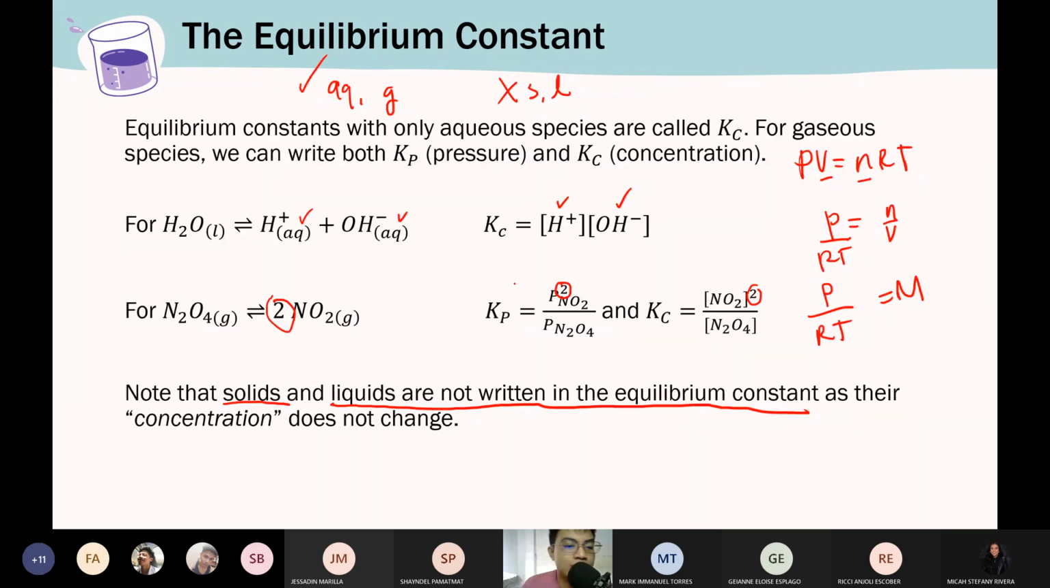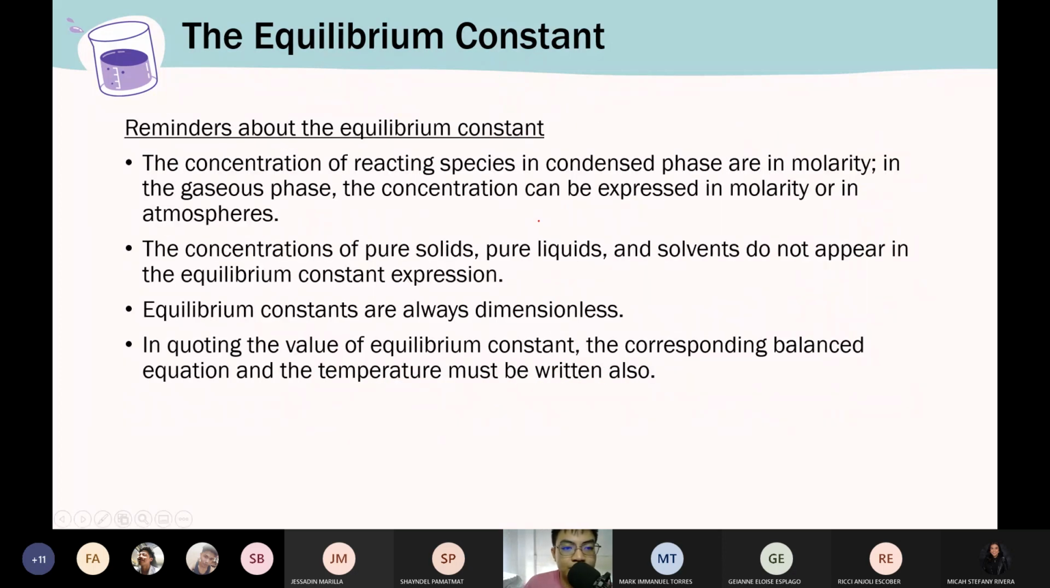Pero bago tayo pumunta dyan, basahin muna natin tong summary. Okay? So let's try to summarize everything. The concentration of reacting species in condensed phase are in molarity. Okay? So, yun yung sinasabi ko. Kapag ganyan, naka-molarity parati. Hindi pwedeng percent by mass, normality, etc. It must always be in molarity. And then for gaseous phase, okay, so depende yan. For Kp, you have your atmosphere. That's the pressure of the gas. And if you have Kc of a gas, that should be in molarity as well.